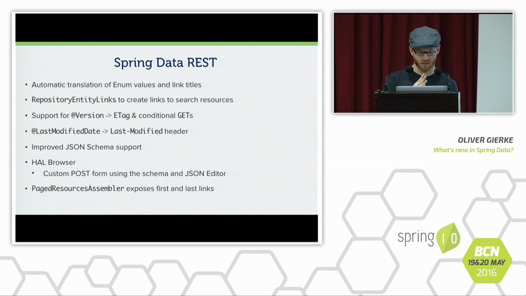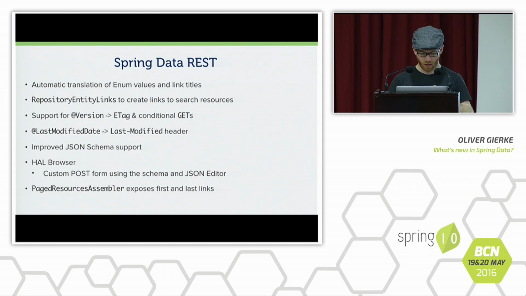Just let me pick out some of the cool things here. Support for optimistic locking into ETags, so that's basically us translating the version field into a corresponding ETag, which allows you to do conditional GETs and PUTs. That's what the slide should actually say. So you can basically say, please update that customer only if it's still in that previous version.